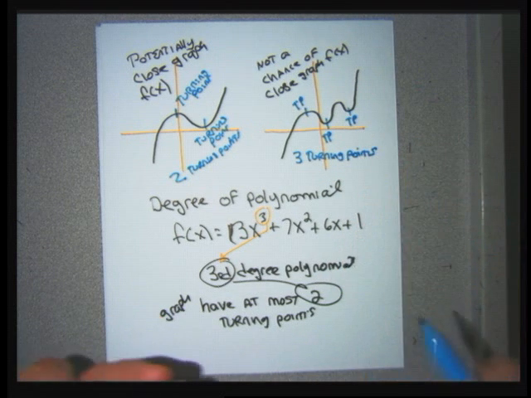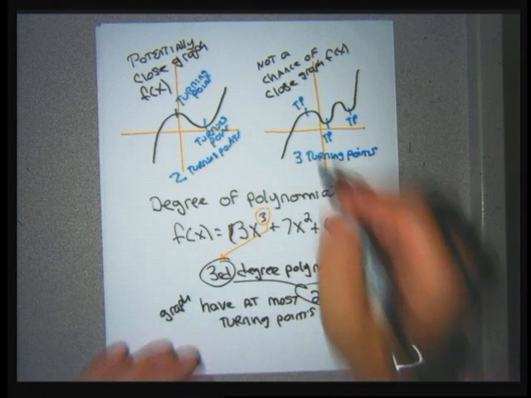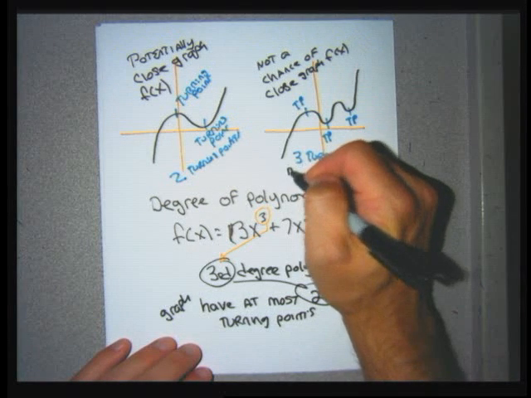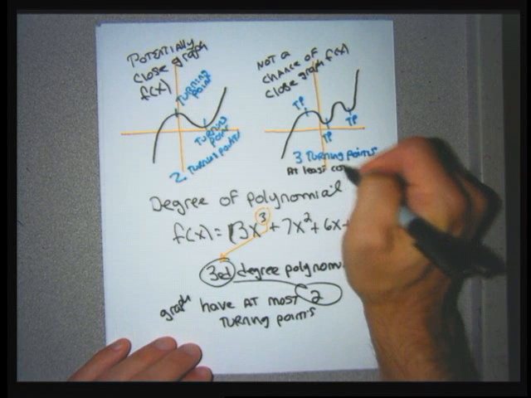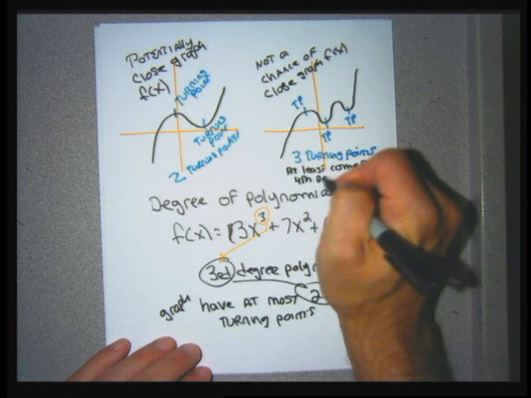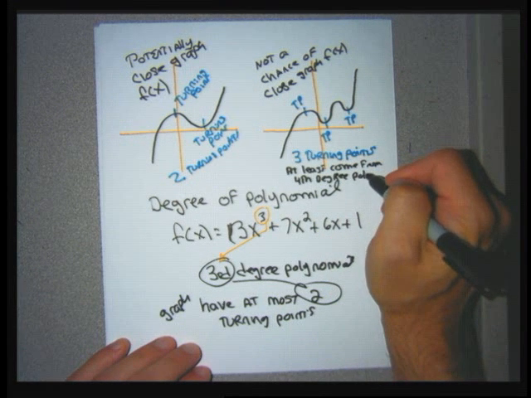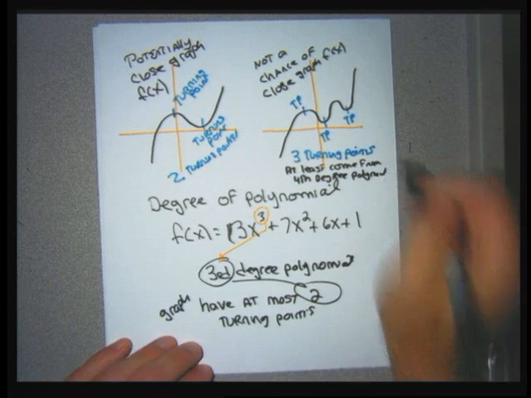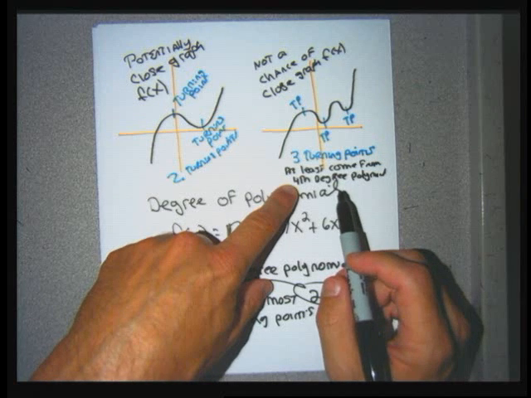And when a function has 3 turning points, the smallest degree of the polynomial that can make it is a 4th degree polynomial. It turns out that there's something about the graph that would tell me this would even have to at least be a 5th degree. But for now, this would have to at least come from a 4th degree polynomial. You can't get 3 turning points from a polynomial that's 3rd degree. A 4th degree polynomial can make 3 turning points.